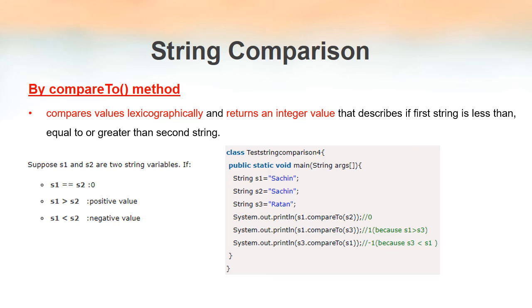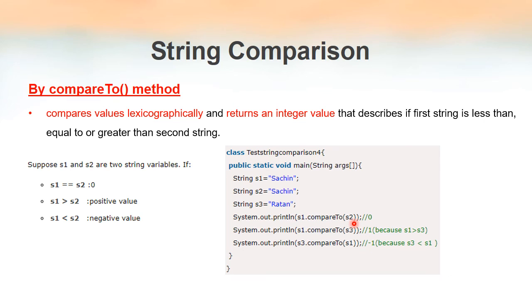As in the previous case, we are creating three string variables. As you can see, S1 and S2 are Sachin and S3 is Ratan. We are comparing the strings by using the compareTo method. So S1.compareTo(S2). Here the first string is S1 because S1 is the string that calls this method compareTo, and it is giving S2 as the parameter of this method. So it is comparing S1 with S2.